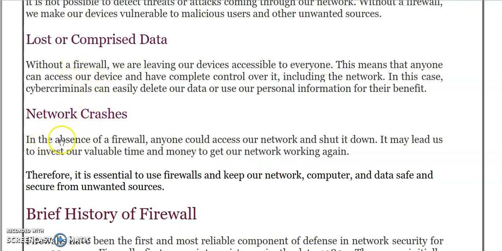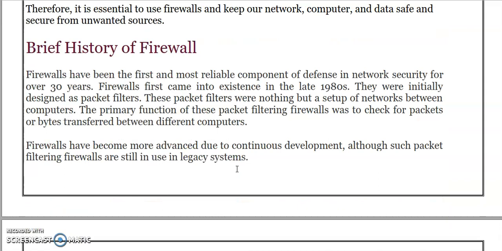Network crashes. In the absence of a firewall, anyone could access our network and shut it down. It may lead us to invest our valuable time and money to get our network working again. Therefore, it is essential to use firewalls and keep our network, computer, and data safe and secure from unwanted sources.